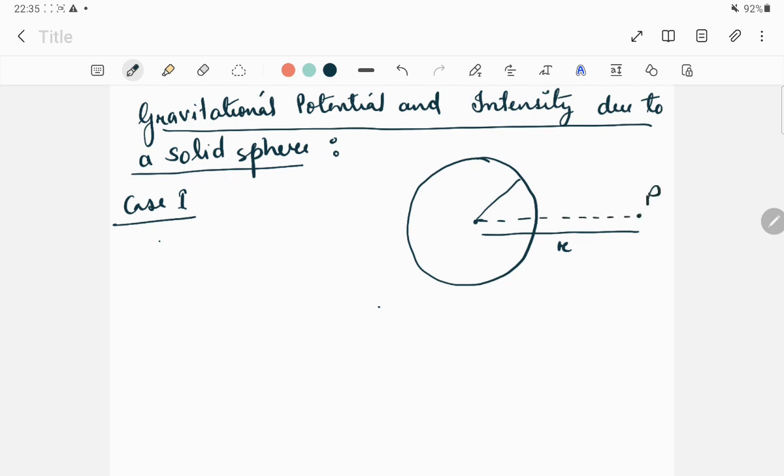This is the point P and it is outside the sphere. O is the center of the sphere, this is the radius of the sphere, and small r is the distance between the center of the sphere and the point outside at which you are supposed to find the gravitational potential and intensity. So the first case is when r is greater than or equal to the radius of the sphere. That means the point is either outside the sphere or on the sphere. Okay, so this is the first case.